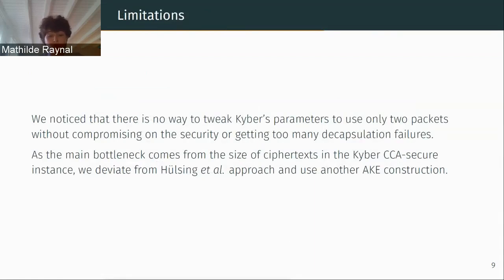Whereas the lower bound of 1 IP packet per message is reached for the prior post-quantum WireGuard handshake, we quickly came to the conclusion that there is no way, as aggressively as we tried, to fit our Kyber-based handshake into 2 IP packets only. So either the security level becomes too low or the failure rate goes beyond the acceptable rates. And we identify the bottleneck in our case as being the size of the ciphertext of the CCA secure Kyber instance.